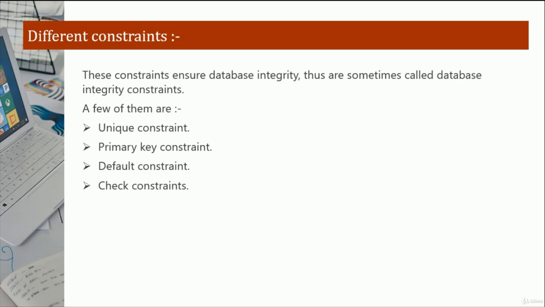The new topic is different constraints. These constraints ensure database integrity, thus they are sometimes called database constraints. A few of them are unique, primary key, default, check.